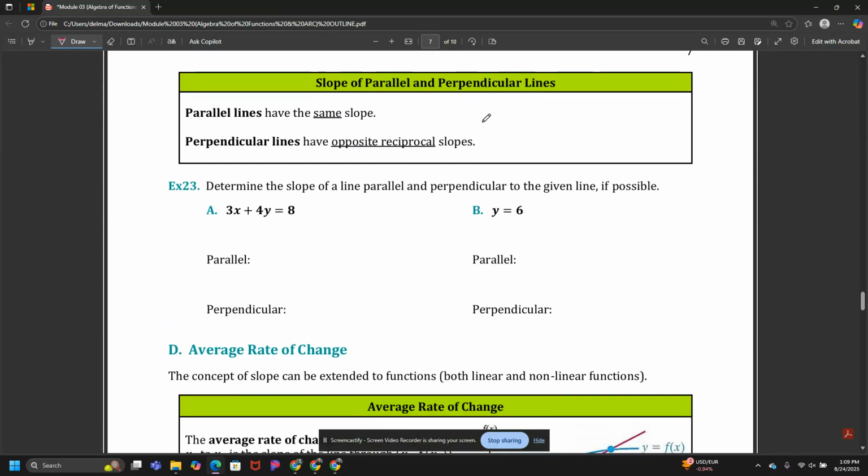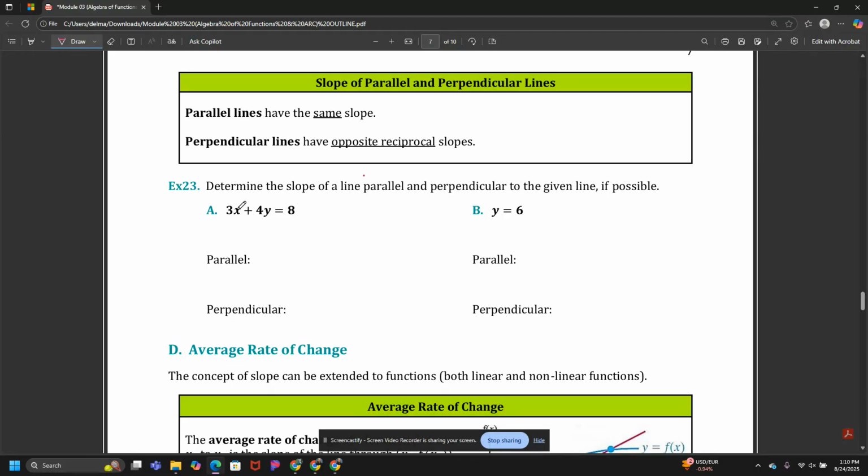Slope of parallel and perpendicular lines. Parallel lines have the same slope. Perpendicular lines have opposite reciprocal slopes. So we're going to take a moment to see what that looks like here. We're going to determine the slope of a line parallel and perpendicular, if possible.